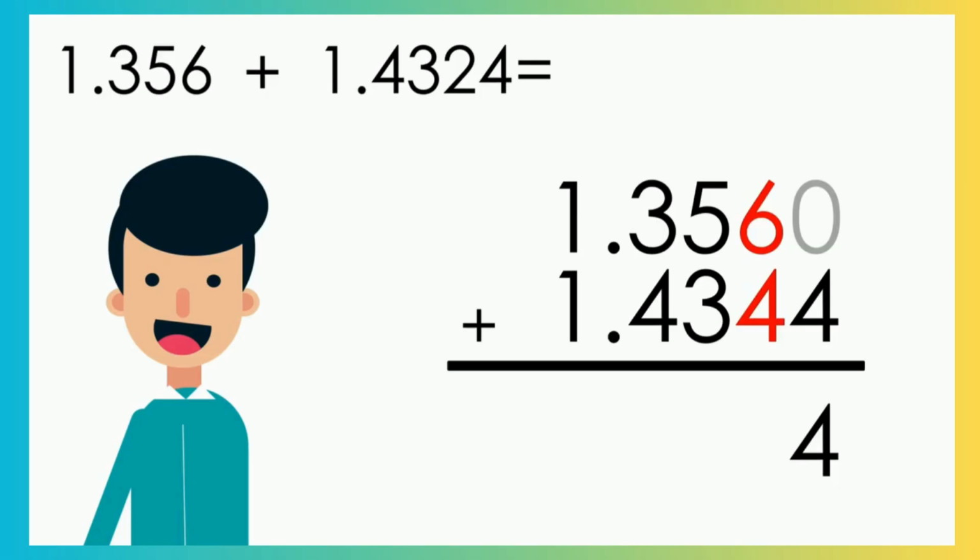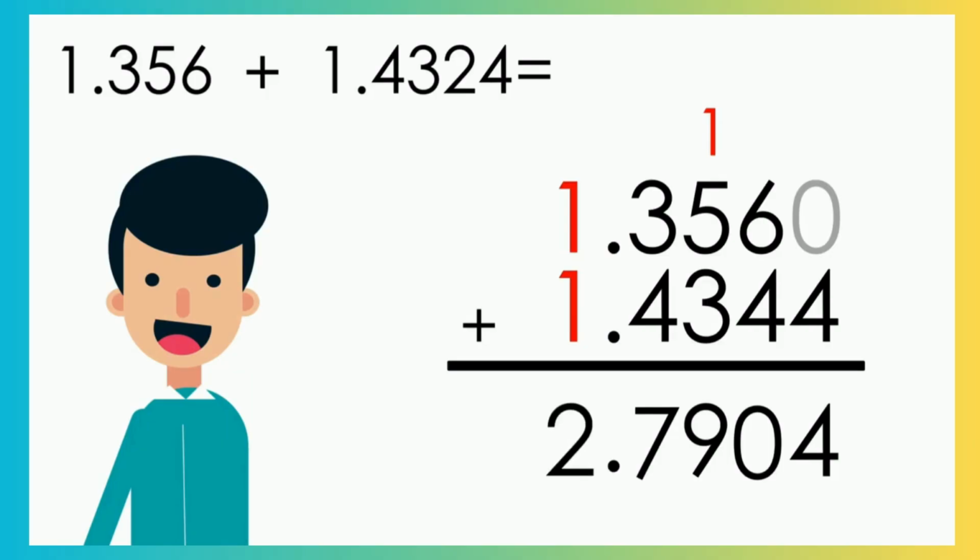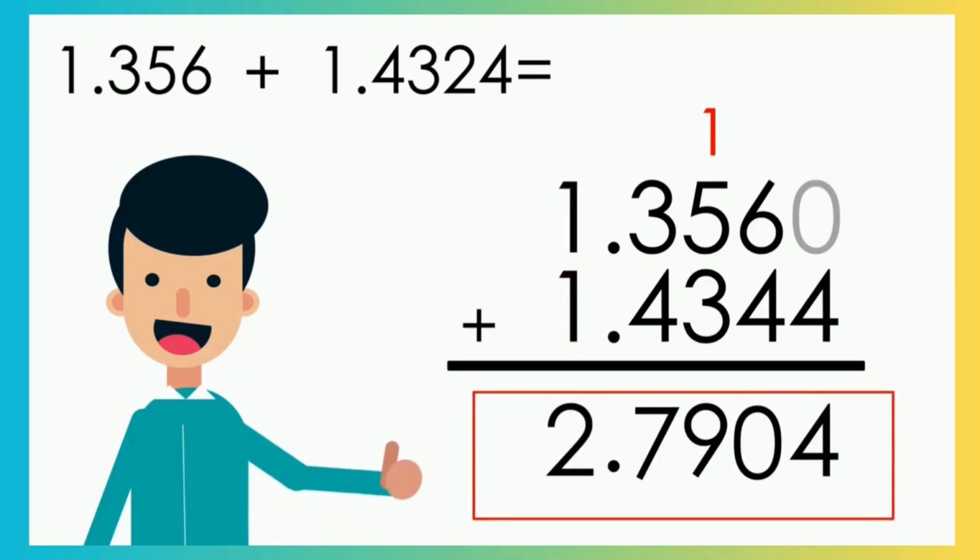6 plus 4 is equal to 10. Bring down 0 and carry 1. Now 1 plus 5 plus 3 is equal to 9. Here we have 3 plus 4 and that's just equal to 7. Next, we copy the decimal point and make sure it's properly aligned with the other decimal point. Last, we have 1 plus 1 and that's just equal to 2. So, the final answer is 2.7904.